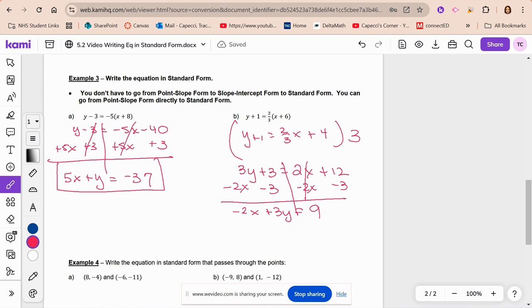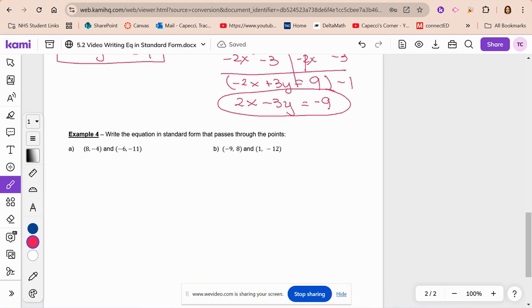Okay, so here I don't have any fractions or decimals. My x and y's are on the same side. The only problem is that negative 2, right? I need a positive value there. So I'm going to multiply everything by negative 1. So I have positive 2x minus 3y is equal to negative 9. And that's my final answer right there in standard form.